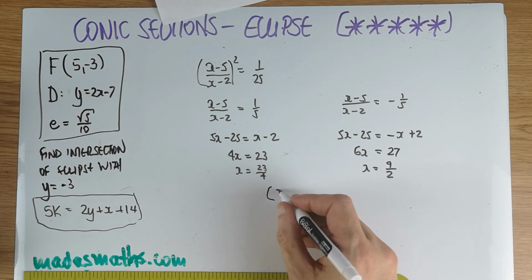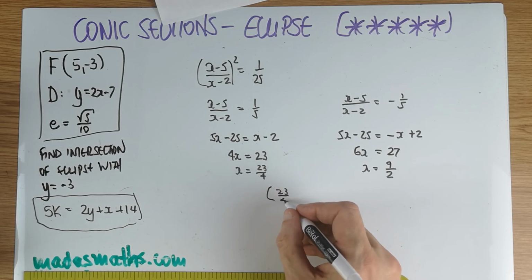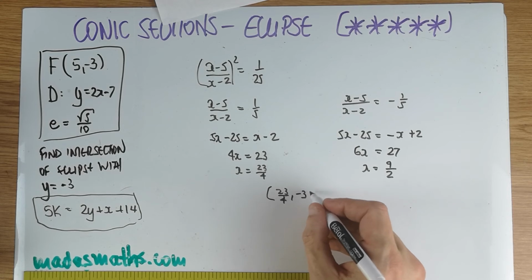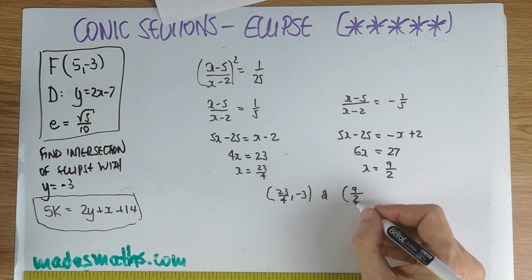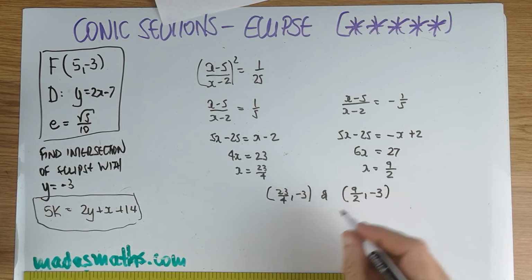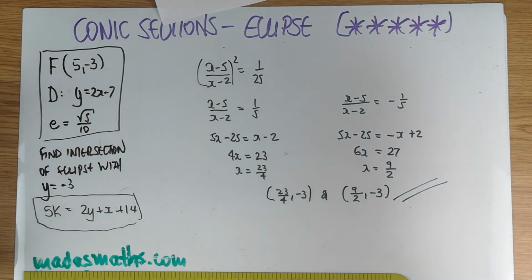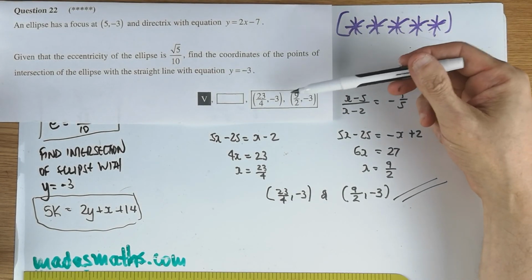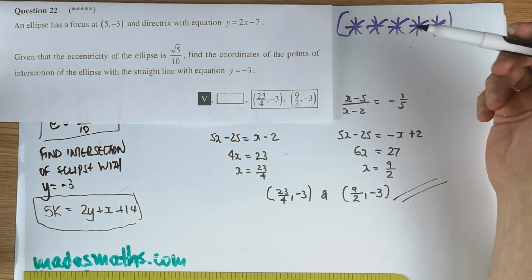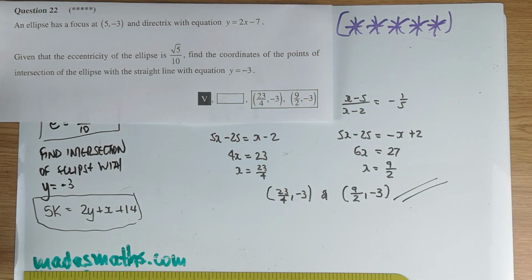The required coordinates. Do you want to substitute to get the y coordinate? I wonder. I think my 3 molecules in my brain can just about cope with that. Of course, the y coordinate has to be minus 3. And I have answers for this as well. You can see the answers at the bottom: 23/4 with minus 3 and 9 over 2 with minus 3. Okay, that was a tough question on ellipses.